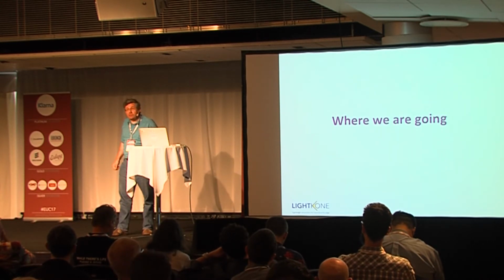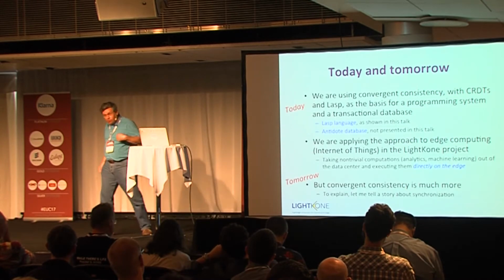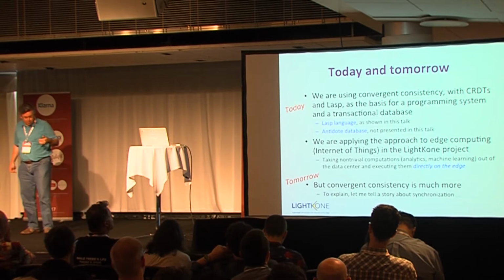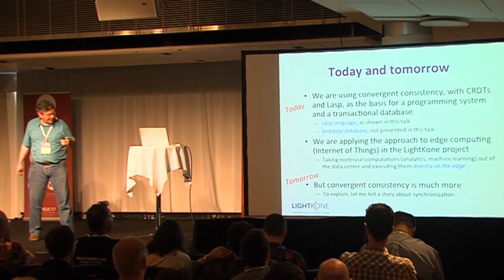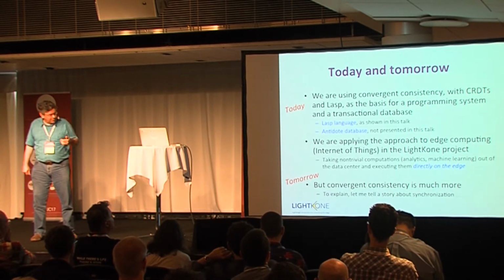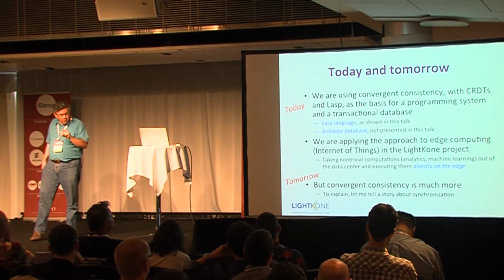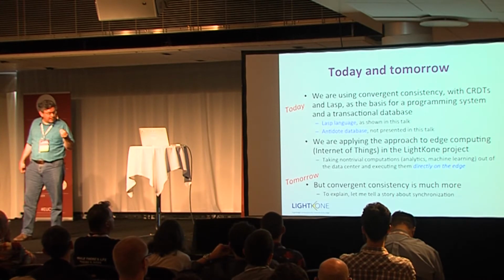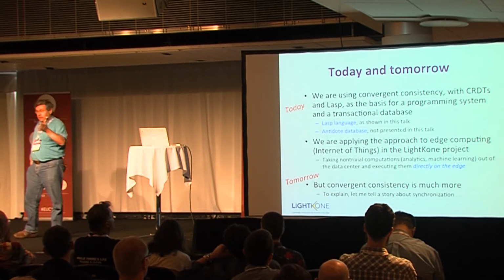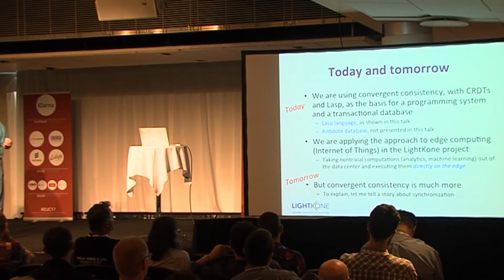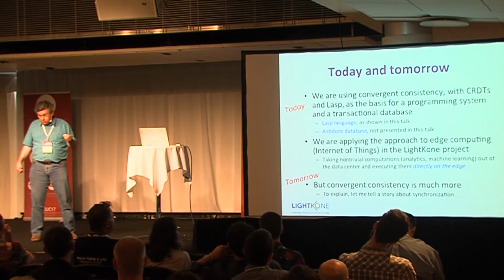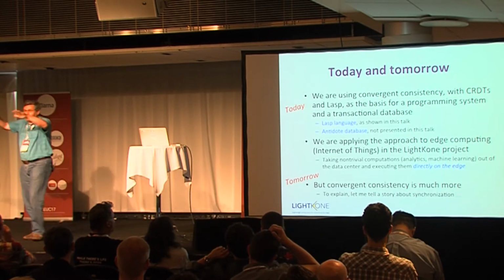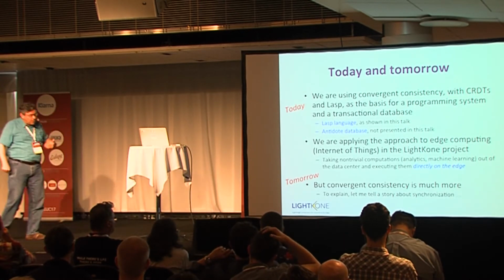So convergent computation is not the end of the story. Paraphrasing Winston Churchill, maybe it's the end of the beginning, okay? But there's a lot more coming after. So today, we have convergent, consistent. We're doing convergent computation with CRDTs and LASP. The LASP language, which I explained to you in this talk, we also have a database based on CRDTs, a transactional database, sitting in a data center. We're not giving up completely. In fact, the world is going to have both. So that's also part of the project.